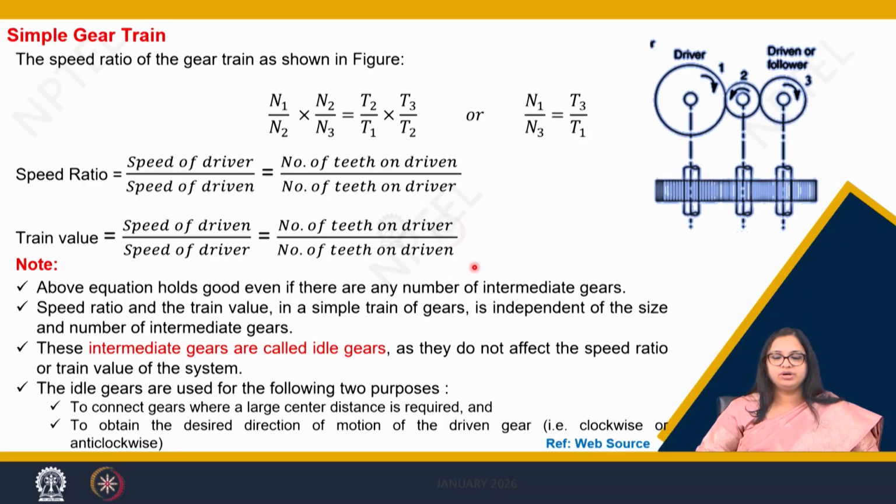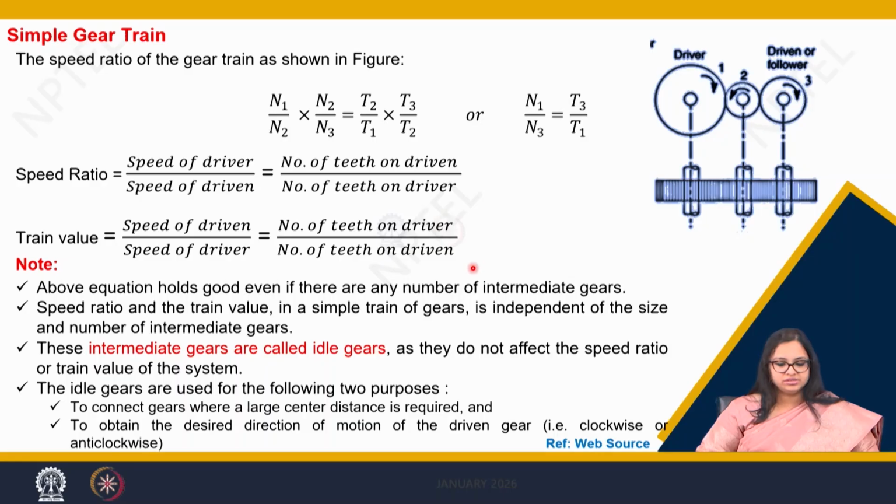Now when we talk about the train value, it is the reciprocal of the speed ratio, which is given by the speed of the driven by the speed of the driver, which is equal to the number of teeth on the driver by the number of teeth on the driven.